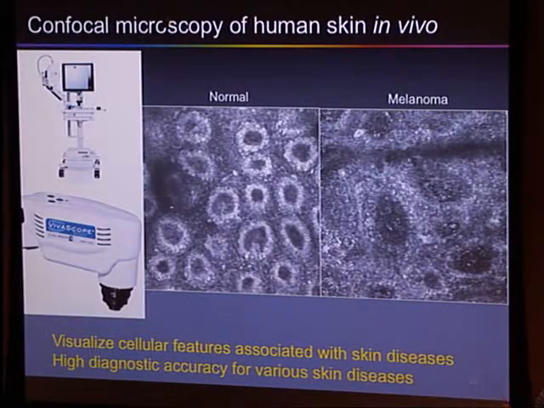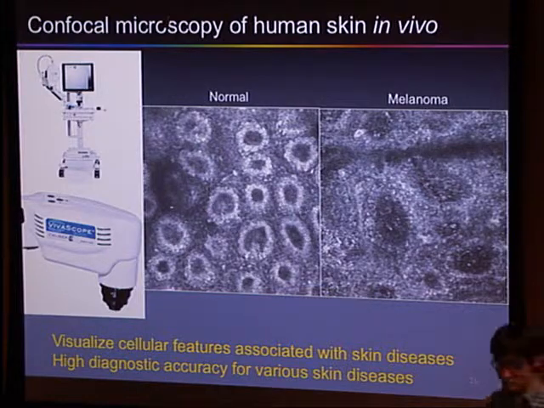Since we are talking about confocal microscopes, there are commercial confocal microscopy devices that have been used for human skin imaging. For instance, what we can do with a confocal microscope in the context of human skin imaging is that you can actually see the difference between normal tissue versus melanoma, and it's pretty obvious. In the case of melanoma, it's pretty chaotic, and you lose some of the key features that normal tissues have.